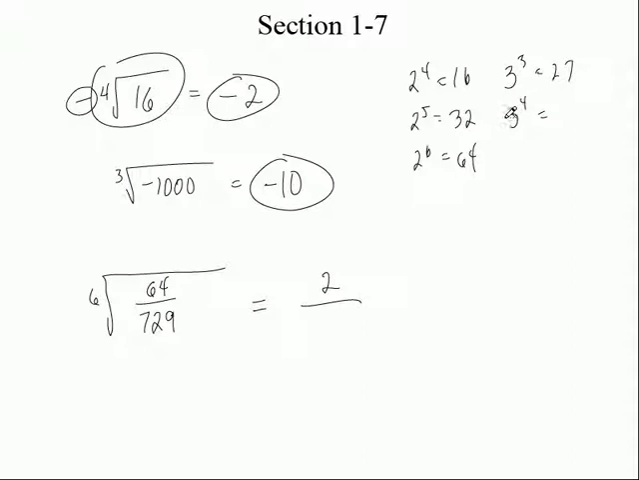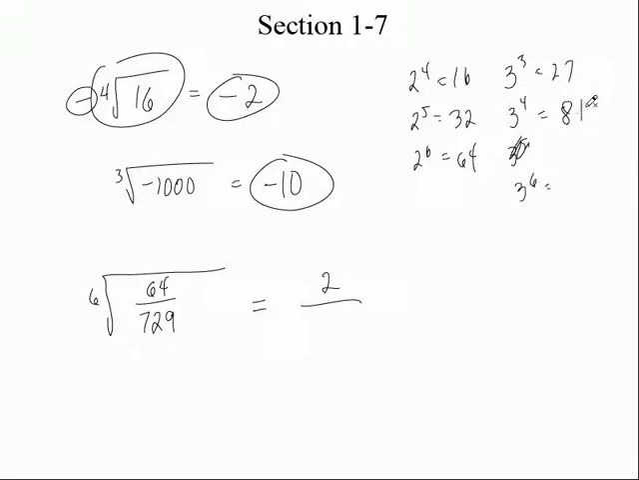3 to the 4th is 3 squared times 3 squared, right? So that's 9 times 9, and that's 81, right? Or you could just say 27 times 3. 3 to the 5th, I tell you what, what would 3 to the 6th be?